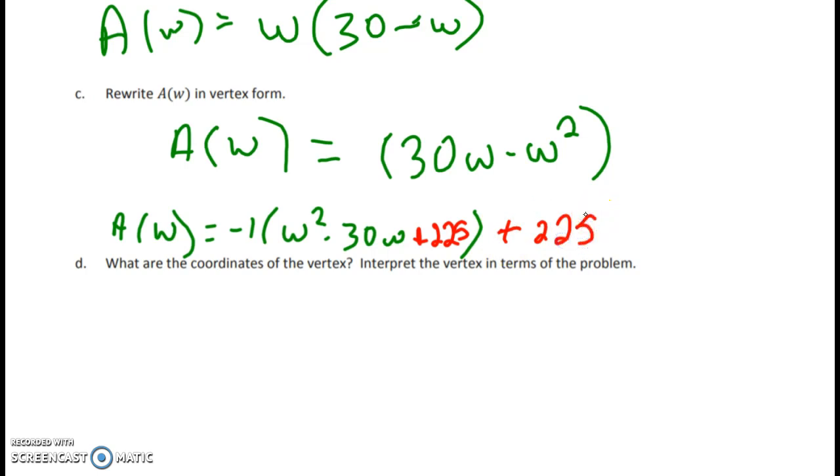And now you're like, wait, I can't just add that. That's 450. But remember, what I'm doing is multiplying by this negative 1. So negative 1 makes that really a negative 225 that's being first put in there. So to counteract that, to keep it at 30W minus W squared, I have to add 225. Rewriting that in vertex form, I can write this as a factor product now of W minus 15.